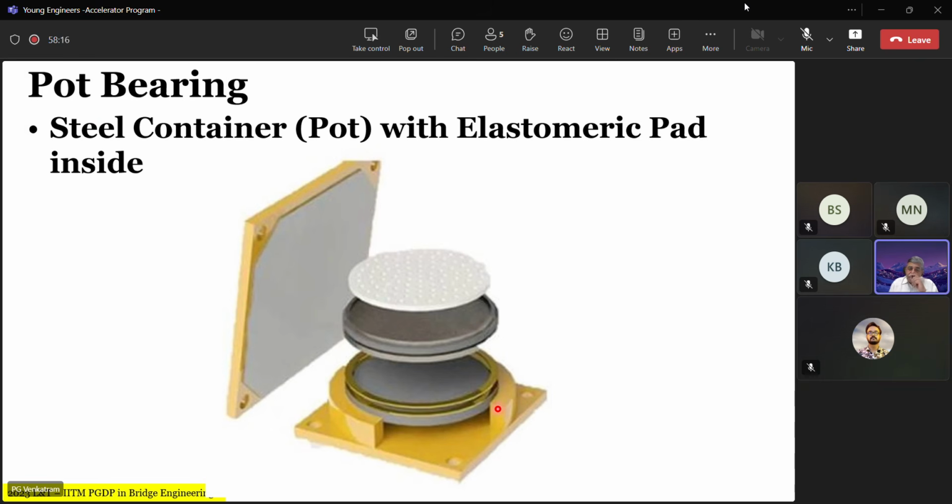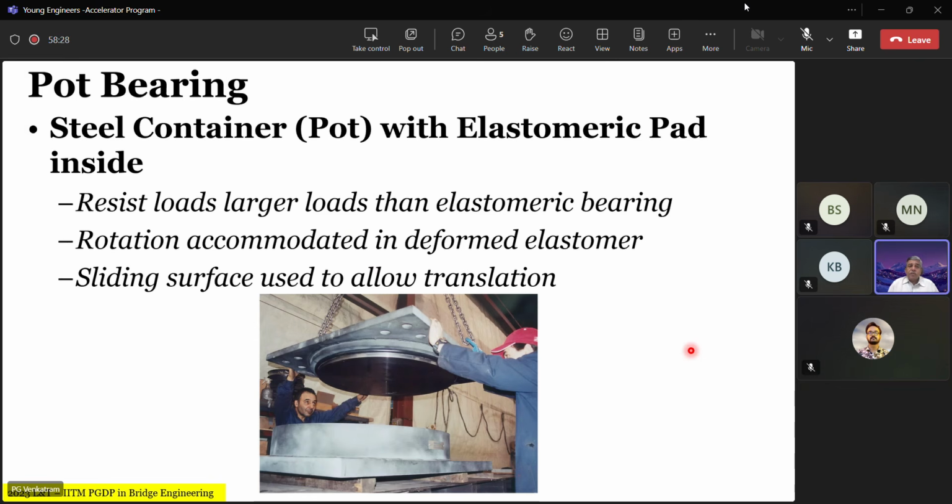But remember the load transfer mechanism. You always have the vertical load transmitted through this piston to the elastomeric disc, from the elastomeric disc to the base plate, and from the base plate to the pedestal onwards. So what are pot bearings? The steel container or pot with elastomeric disc resists really, really large load.